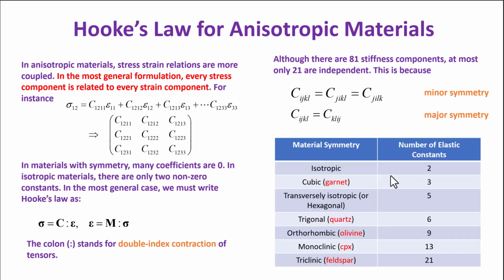So depending on the symmetry again: an isotropic material has 2 independent constants. A cubic material has 3 elastic constants. Triclinic minerals, like most feldspar, will have 21 elastic constants. Quartz requires 6 independent elastic constants.